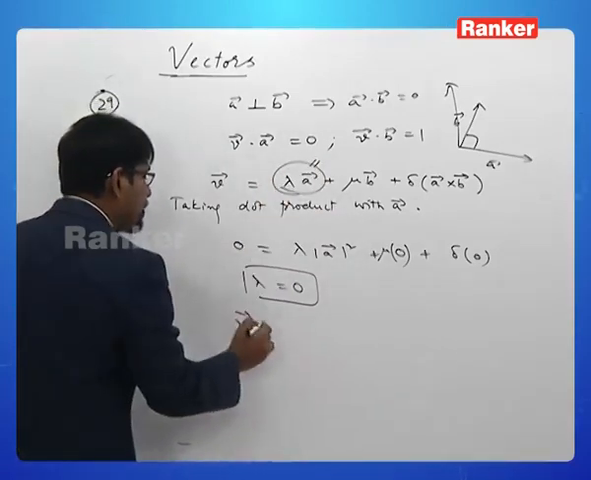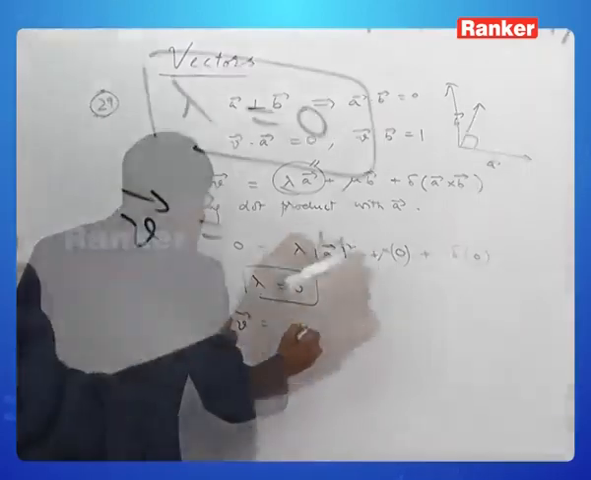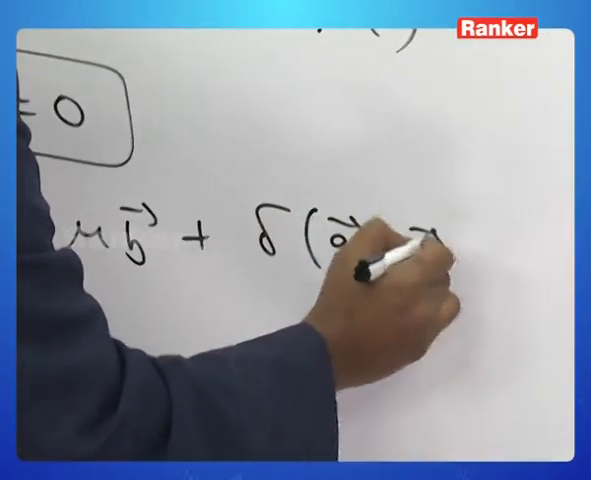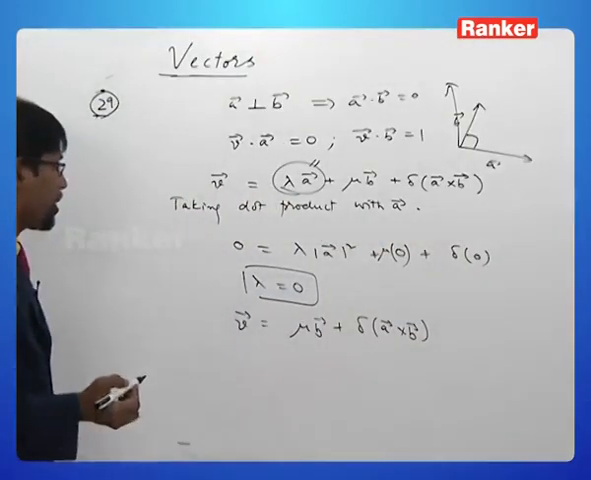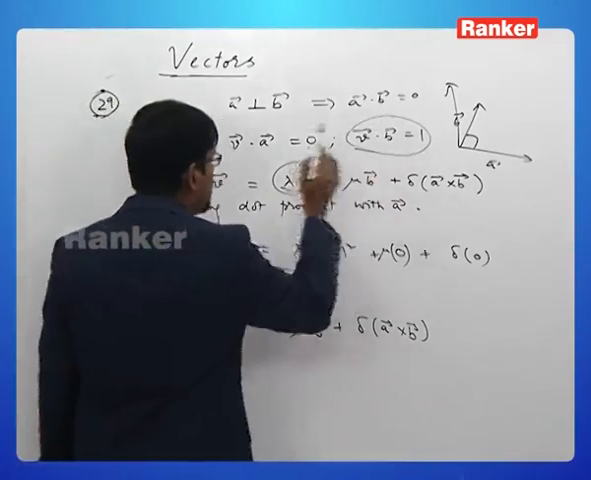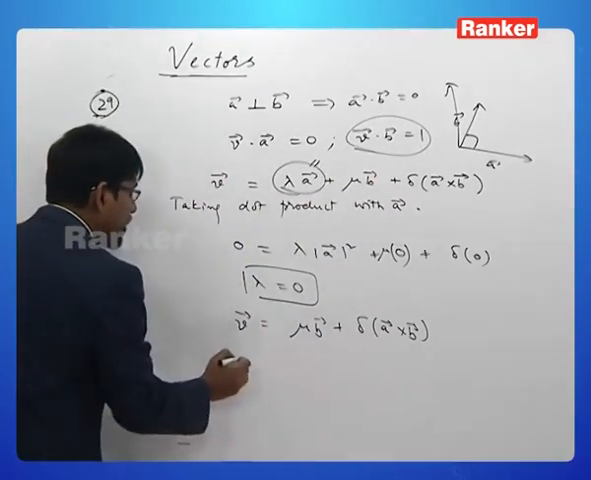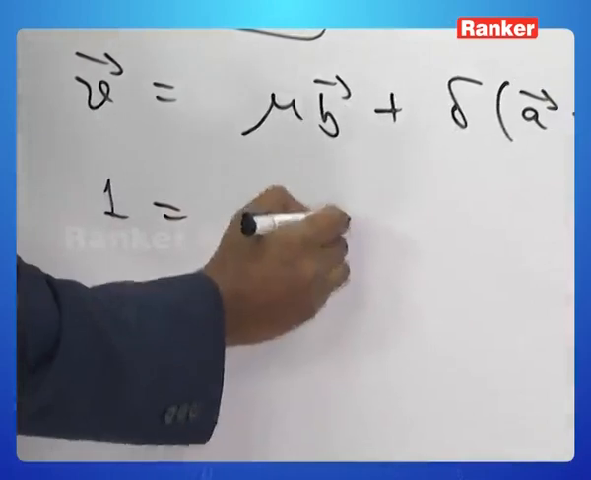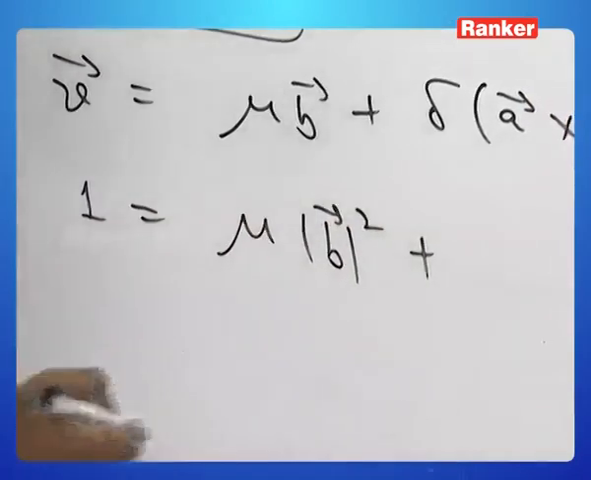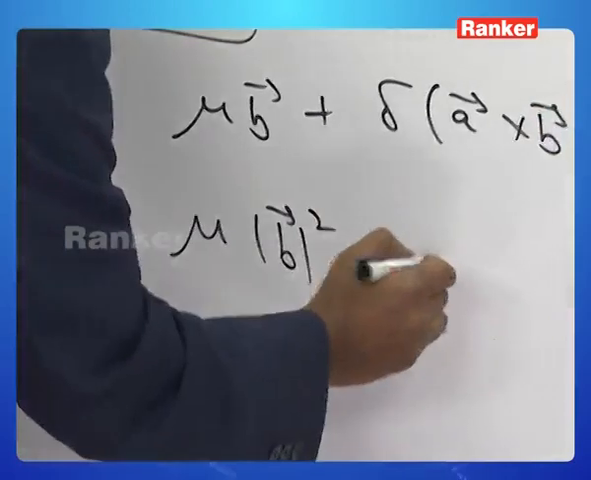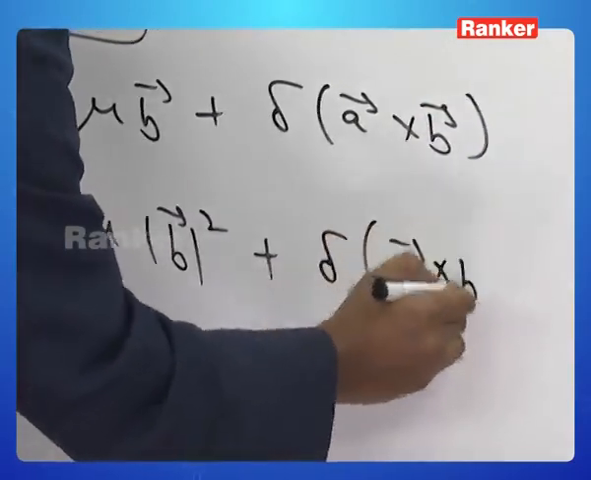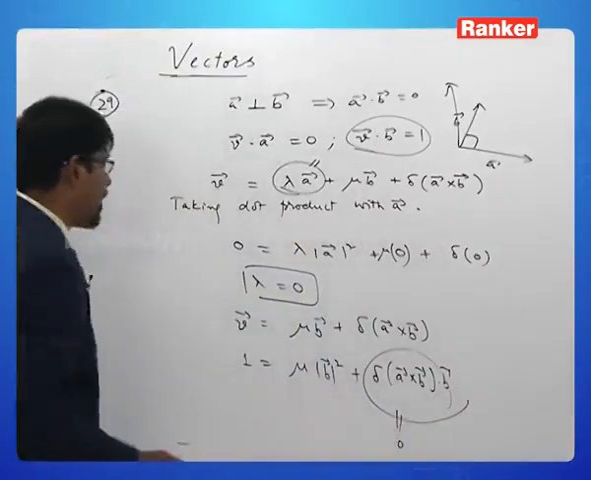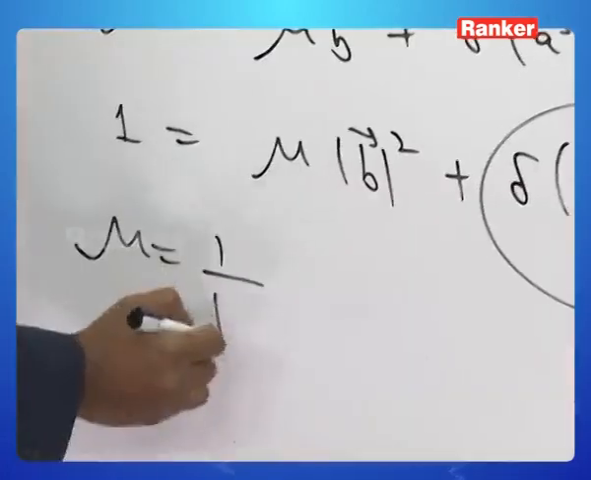So what is our v bar? It's simply now mu into b bar plus delta into a cross b. What else? We know that v dot b is 1. So let's take the dot product with b bar. So we get v dot b is equal to 1. Mu into b bar dot b bar is magnitude of b square plus delta times a cross b dot b. What is a cross b dot b? This is 0. So we get mu to be equal to 1 by magnitude of b square.